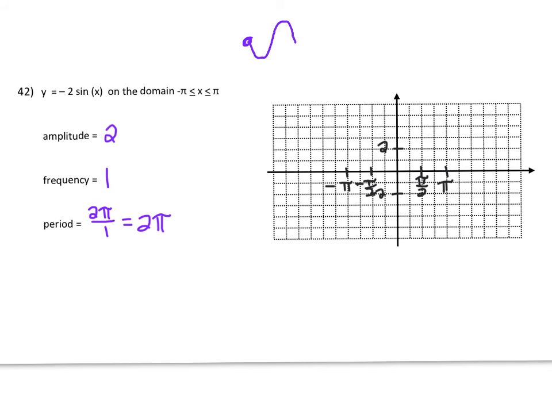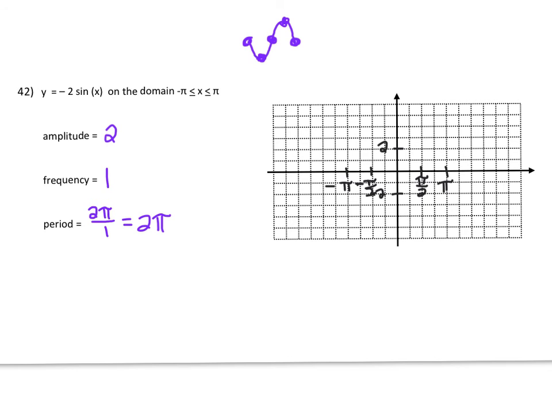So we have the first and last points on the x-axis as well as the middle point. And with a negative sine curve, halfway between your first and third point, we're at a minimum instead of a maximum. And halfway between your third and fifth point, we're at a maximum instead of a minimum. So the negative tells us it goes in the other direction.